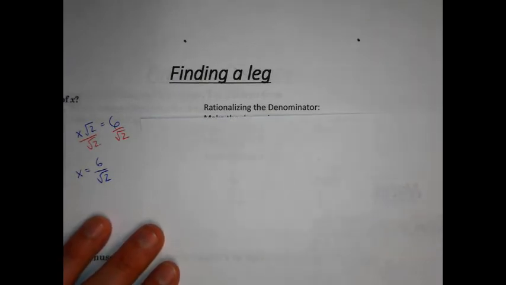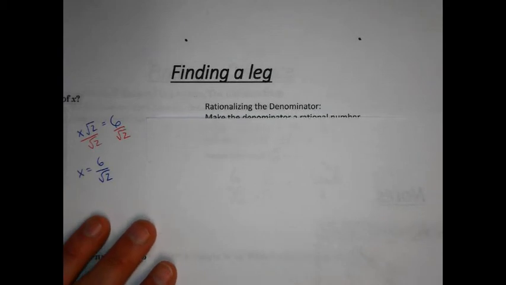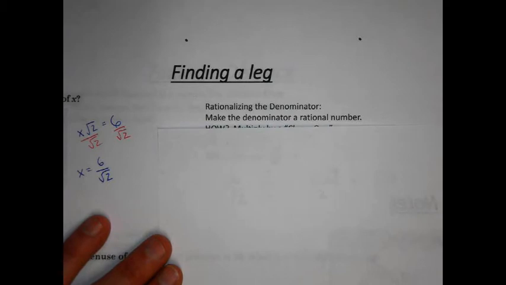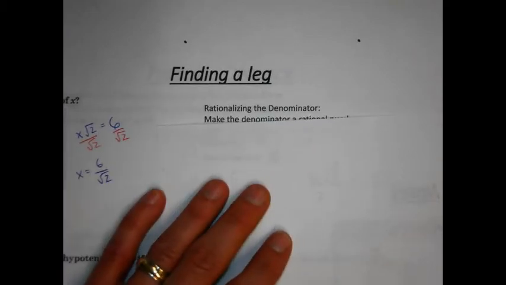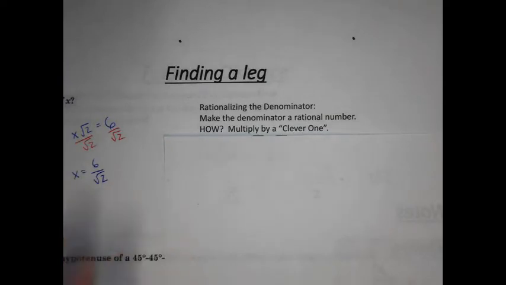This is a very, very important thing. We can't divide by an irrational number. So when we get to trig and you start seeing something divided by pi, question that. Anyway, how do we rationalize the denominator? We have to make the denominator a rational number. How? We multiply by a clever 1.